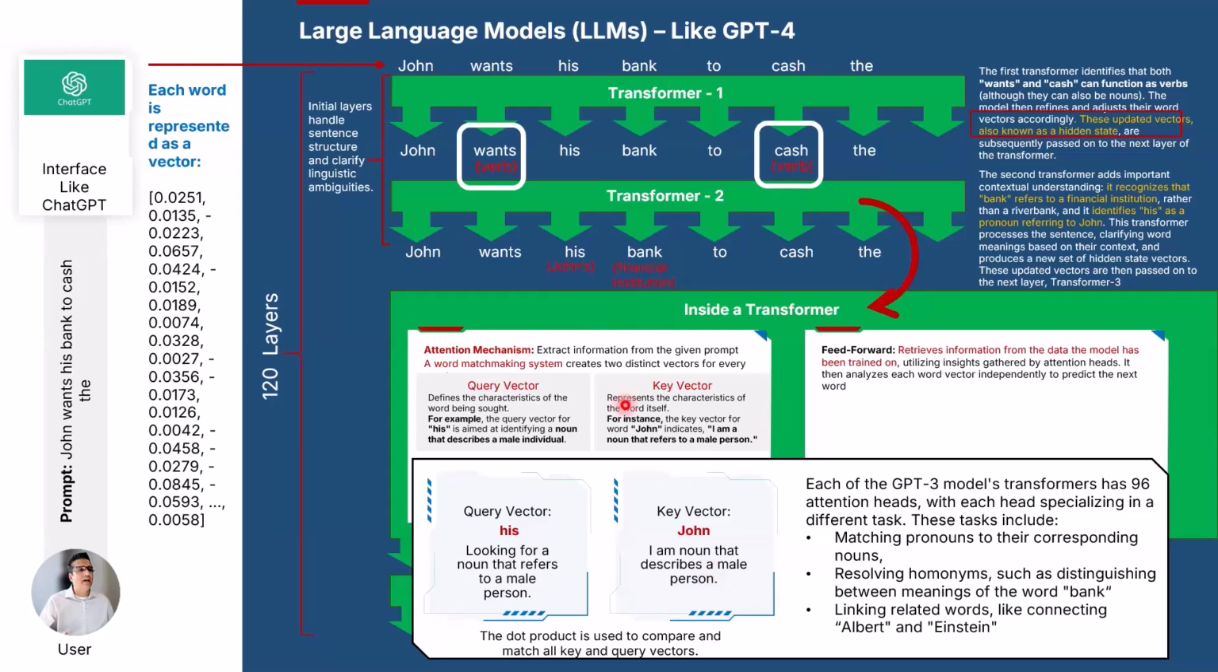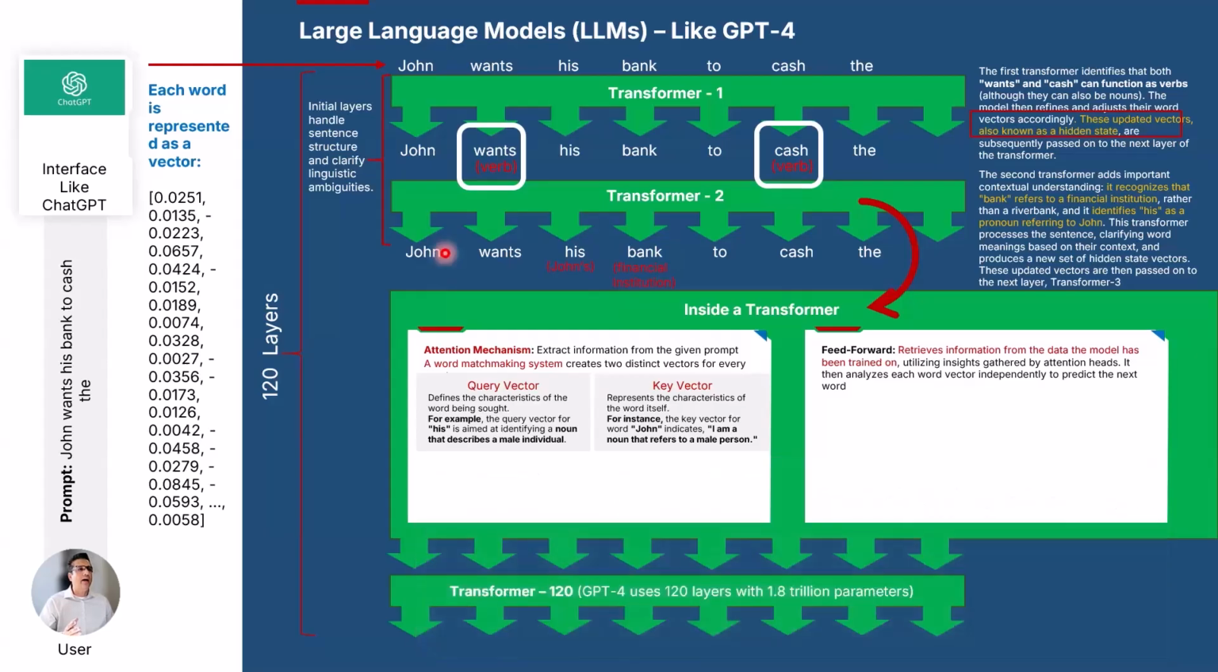So what the attention mechanism does is that, across all words, it performs a dot product of these query vectors and key vectors of all the words to find the match. Then it found the match and determined that the word his is actually referring to John. So that's what the attention mechanism did.